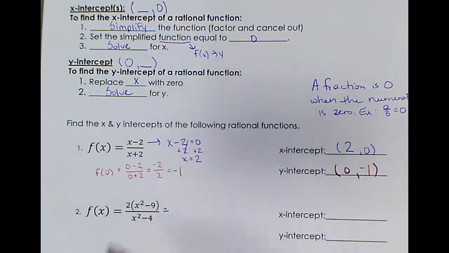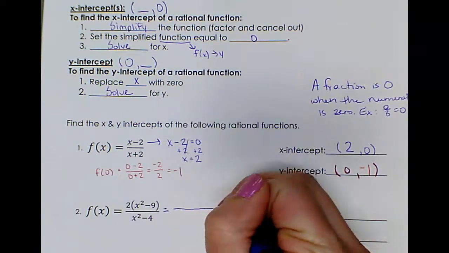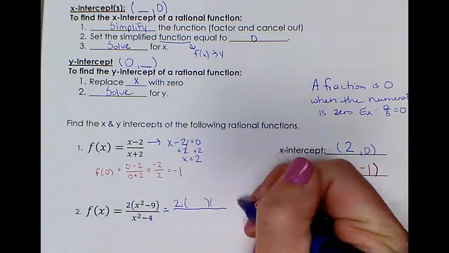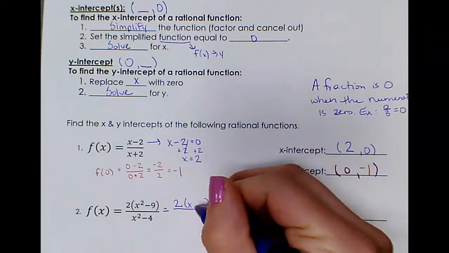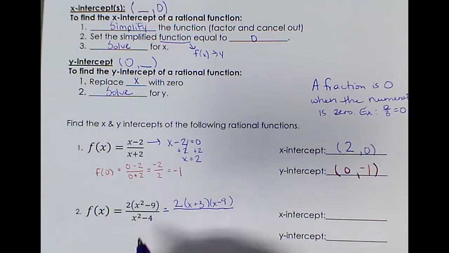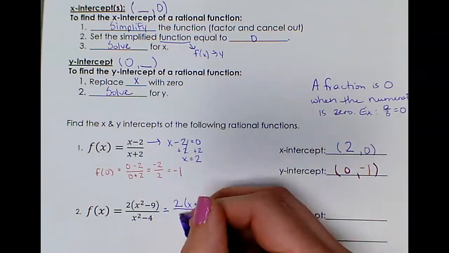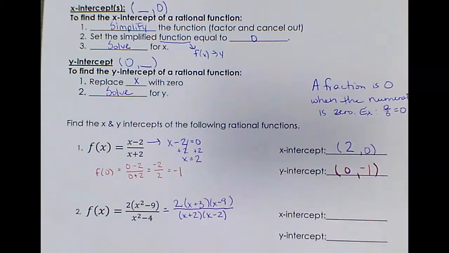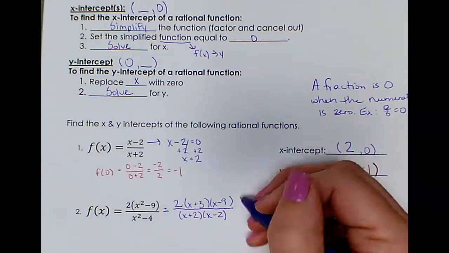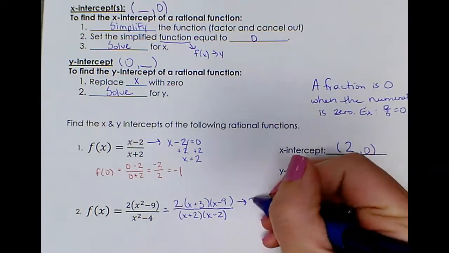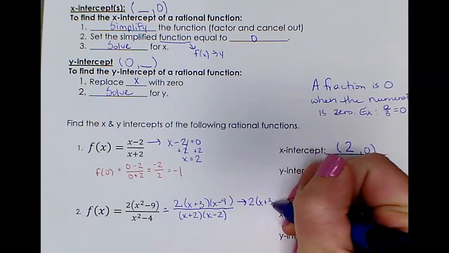So factor the numerator and denominator. The square root of x squared is x. The square root of 9 is 3, so there are my factors. My denominator also has a difference of squares, so the factors are x plus 2 and x minus 2. There are no common factors on top and bottom, so there are no holes. We're going to set the numerator equal to 0.